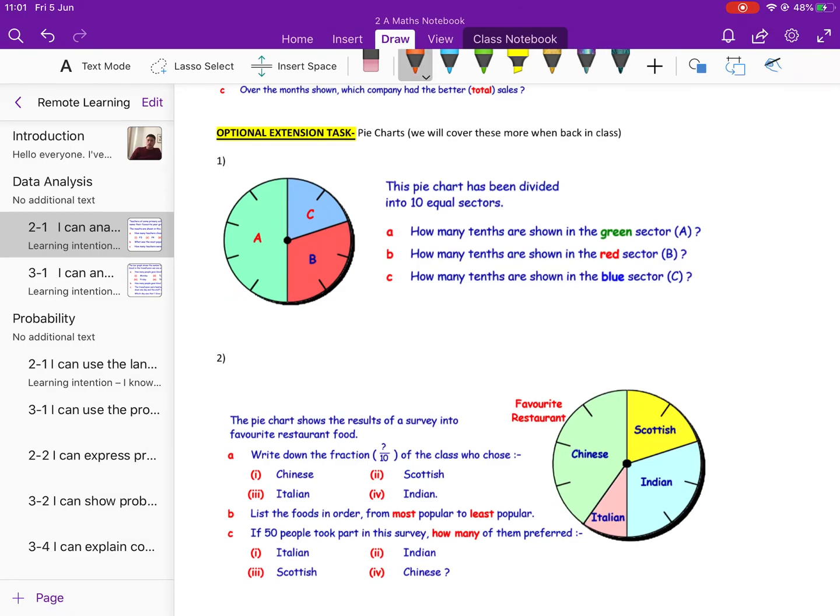So we've got this pie chart here. You can see it's split up into 10 sections. So there's 10 sections going on the outside, and there's questions about how much each section is worth. So in this case it says how many tenths are in the green sector.